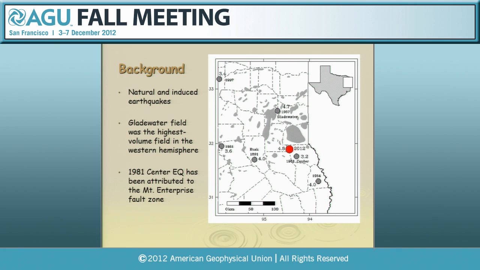Further down south, we have the 1981 Center earthquake, the closest event to the event in question here. It's a magnitude 3.2 earthquake. That earthquake is thought to be natural because it's linked to the Mount Enterprise fault zone, which runs east-west in the southern portion of the Rusk County area here.